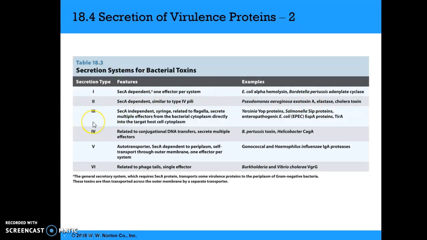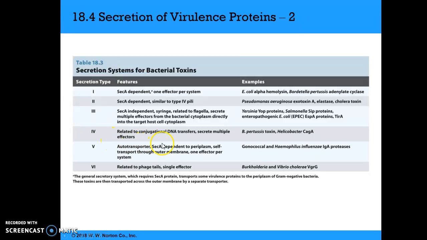toxin. Secretion type 3 is SEC-A independent. There's also a syringe type in this, which we'll show you in one of the next slides, related to flagella. It secretes multiple effectors from the bacterial cytoplasm directly into the target host cell cytoplasm. Yersinia YOP proteins are examples, Salmonella SIP proteins, enteropathogenic E. coli ESPA proteins, and TRA.